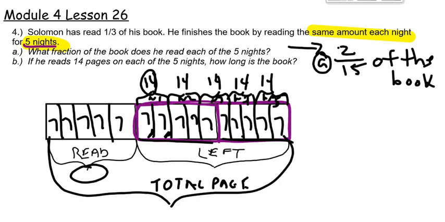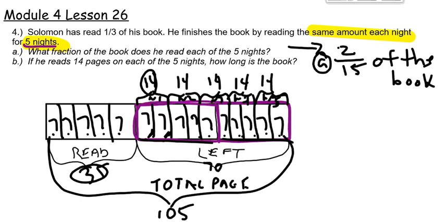So what he read on the 5 days, I could do a couple different ways. I could take 14 on those 5 nights and multiply by 5, or I could take the units and it's 7 times 10. 1, 2, 3, 4, 5, 6, 7, 8, 9, 10. There's 70 pages that he still had to read. And then over here, we have 1, 2, 3, 4, 5 units that he already read. That would have been 1/3. So I can see there that there's a total of 105 pages in the book.